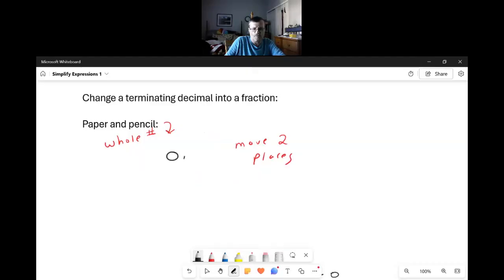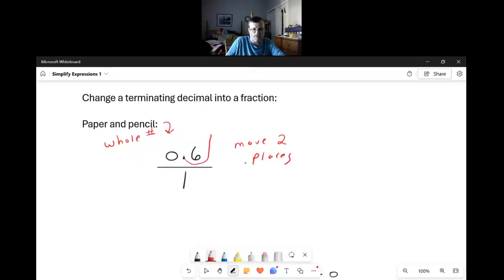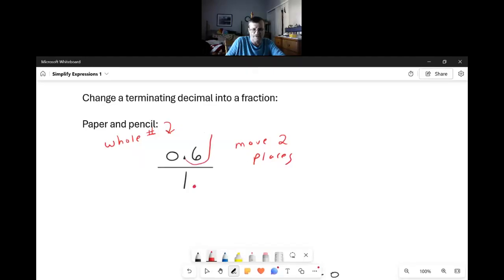0.6, we'll do one more. 0.6, put it over 1. Whole number, we're going to move this 1 place. Start the point behind the 1, move that 1 place. Put a 0 in here. 6 over 10 is the final fraction.